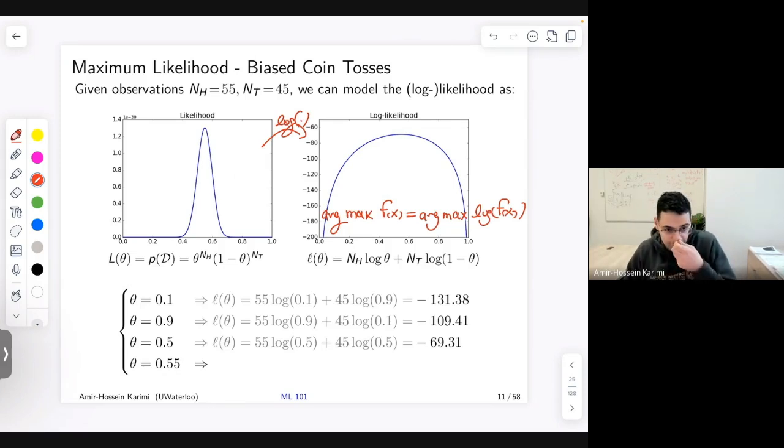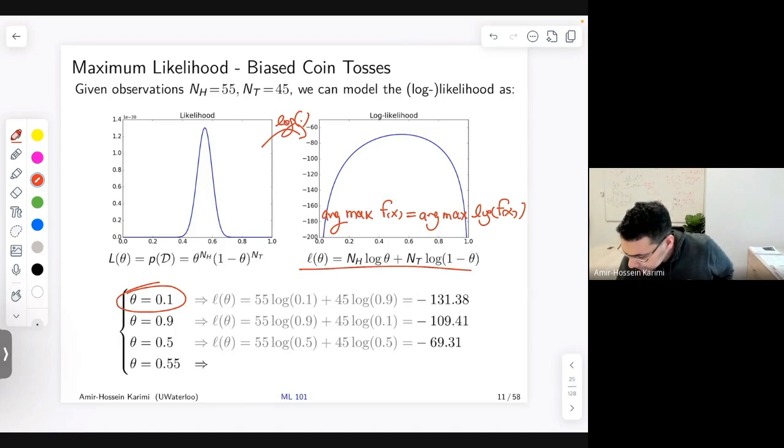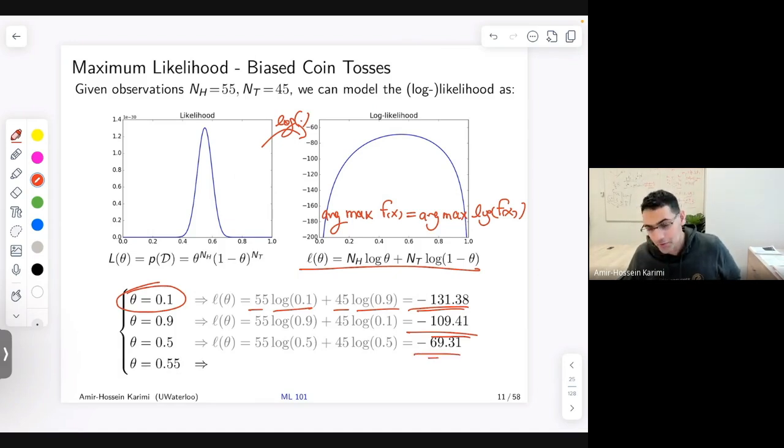So if I plug in different values into the log likelihood, let's say I'm iterating between 0 and 1 over different parameters theta. For 0.1, I put it into this expression: 55 times log of 0.1 plus 45 times log of 0.9. It gives me some value for the log likelihood. For 0.9, it also gives me another value. For 0.5, it gives me some other value.